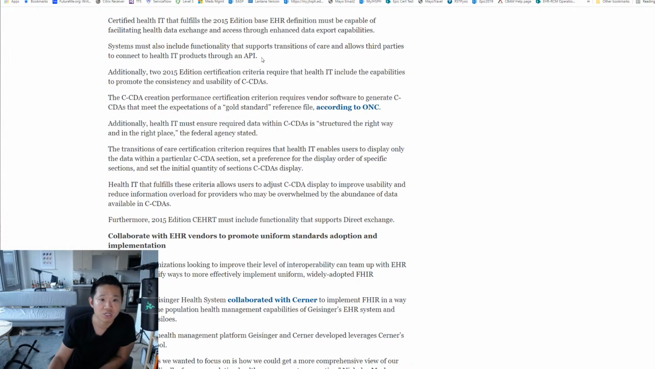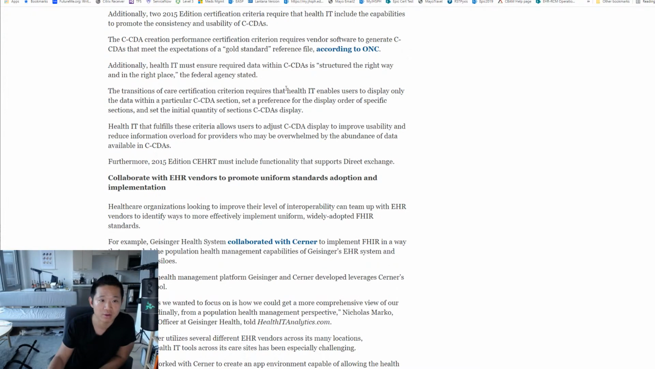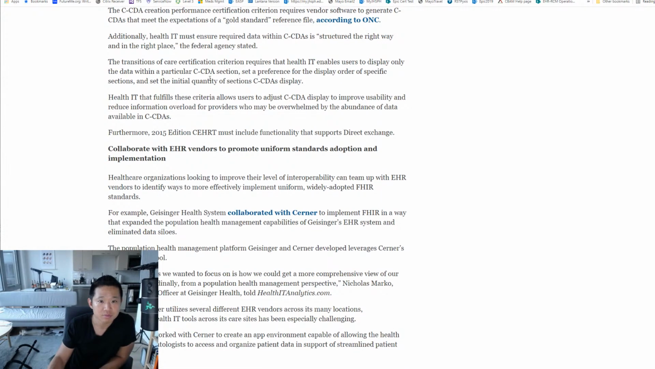Systems must include functionality that supports transitions of care and allow third parties to connect to health IT products through an API. Additionally, two 2015 criteria require that health IT includes the capabilities that promote the consistency and usability of CCDAs. The CCDA creation performance certification criteria requires vendors' software to generate CCDAs that meet the expectations of a gold standard reference file. Additionally, health IT must ensure required data within CCDAs is structured the right way and in the right place.